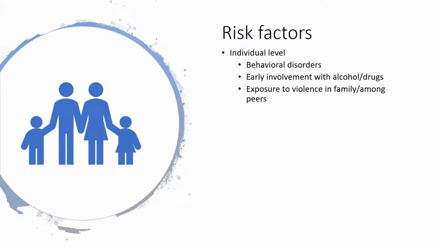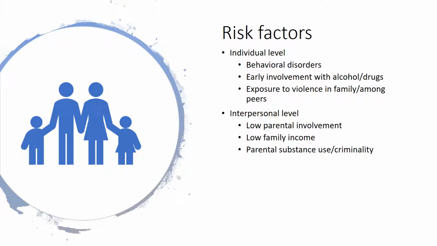You are also more at risk of becoming a bully if you're exposed to violence in your family and among peers, because this socializes you to believe that violence is okay. So you're brought up with those sort of biases and attitudes and beliefs, going back to that violence pyramid. And the interpersonal level, so between individuals, having low parental involvement. So if your parents mistreat you, or even if they're just really not involved in your life, you might be more of a bully. Low family income, parental substance use or criminality. Again, we're seeing that substance use.